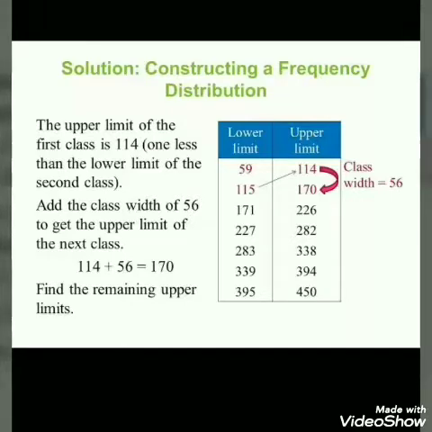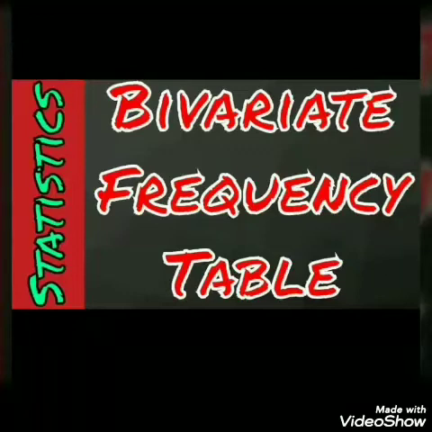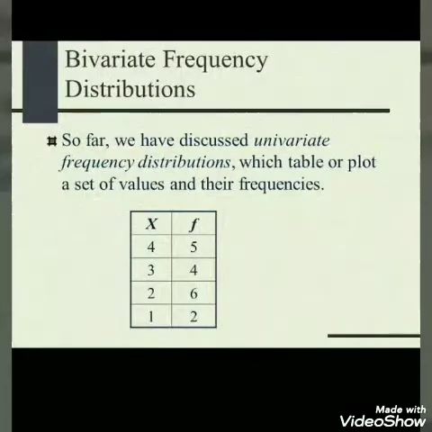The next thing that arises is bivariate frequency distribution. There are two types of frequency distribution. The first one is univariate and the second one is bivariate. The frequency distribution of a single variable is called univariate, and the frequency distribution of two variables is called bivariate distribution.